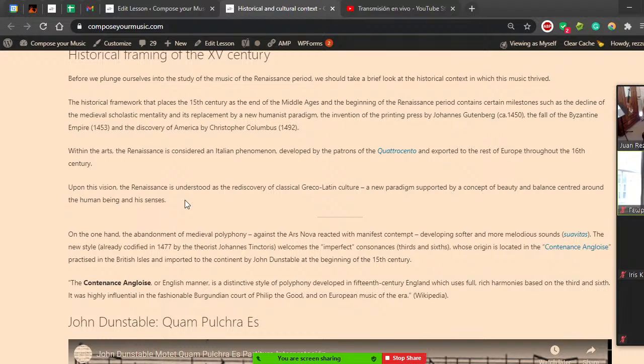Upon this vision, the Renaissance is understood as the discovery of classical Greco-Latin culture, a new paradigm supported by a concept of beauty and balance centered around the human being and his senses. So, maybe Anna knows a little bit about this. When they say centered around the human being and his senses, basically humanism, what do you think that they refer to? From history, from what you know about the Renaissance, or you don't? Do you know anything about this?